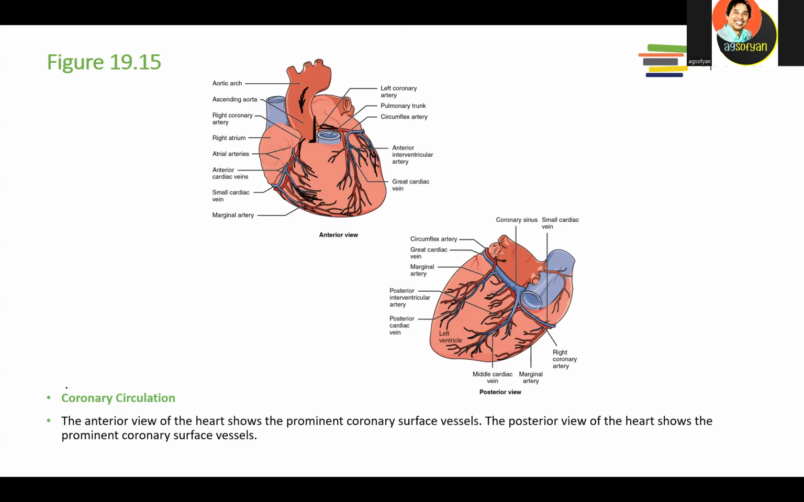That circulation is called the coronary circulation. So coronary circulation is the circulation of blood into the muscle of the heart, the myocardium. It is actually the first circulation that receives very rich, fresh blood from the aorta.